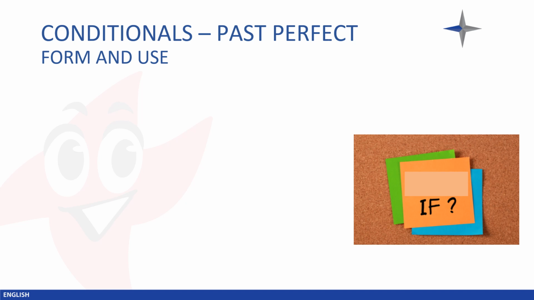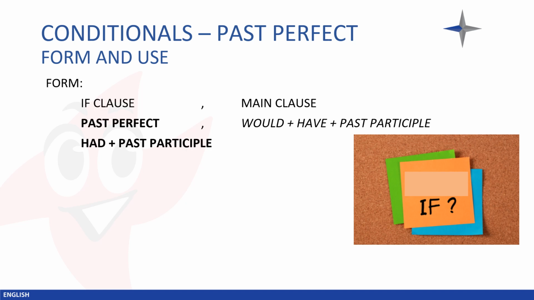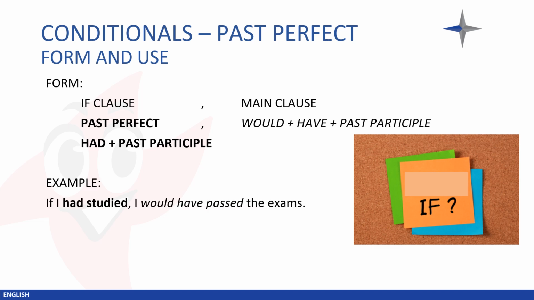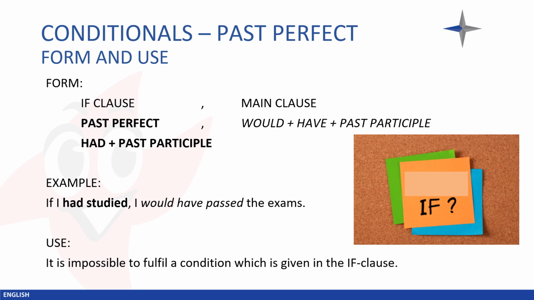All right, let's talk about conditionals in the past perfect. A sentence starting with if is actually a conditional sentence. The form is past perfect with had and past participle, and the main clause would have and past participle. This example will help you. If I had studied, I would have passed the exam. So had studied in the if clause, and in the main clause you have would have plus past participle, in this case passed. Actually, it means that it's impossible to fulfill a condition which is given in the if clause. So this thing would never have happened. So you did not study, so you did not pass the exam.